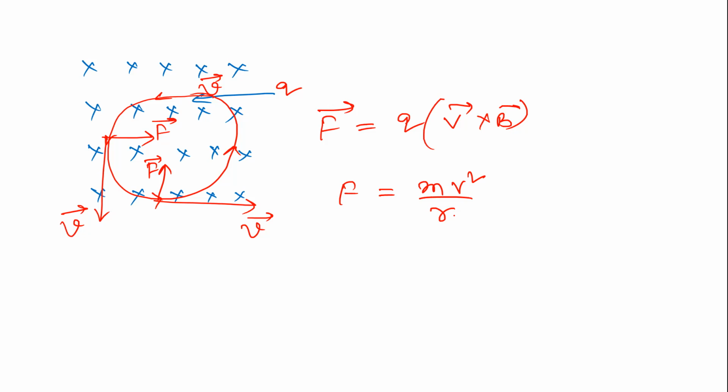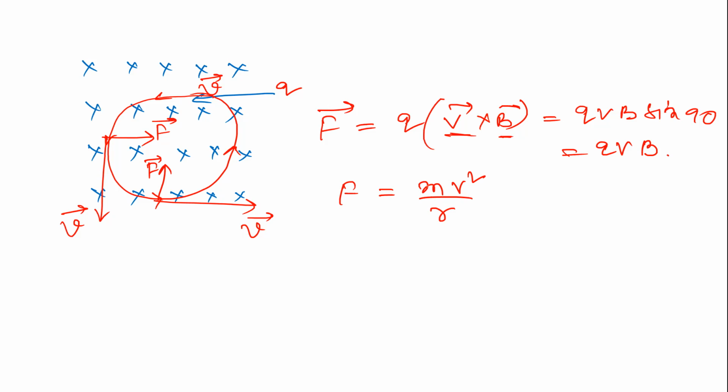The centripetal force has the value mv square by r, right? We know that the centripetal force has the value mv square by r. Now, in this case, the angle between the velocity vector and the magnetic field is 90 degrees. So what can I write? It is qvB sine 90, so it is just qvB.